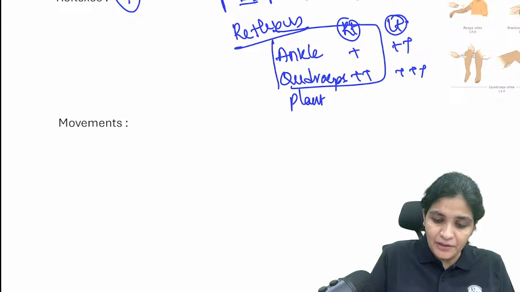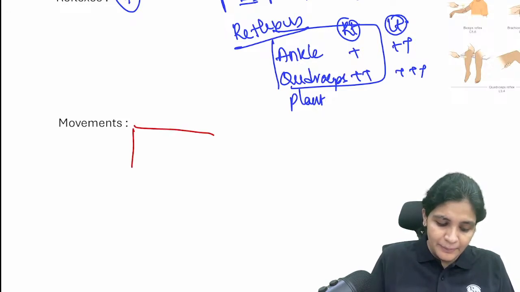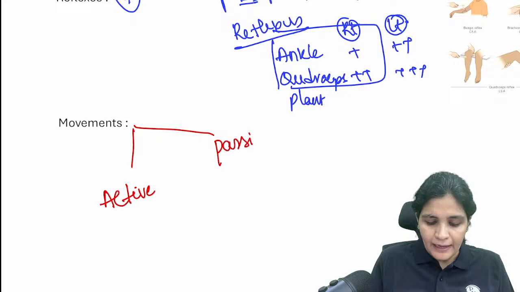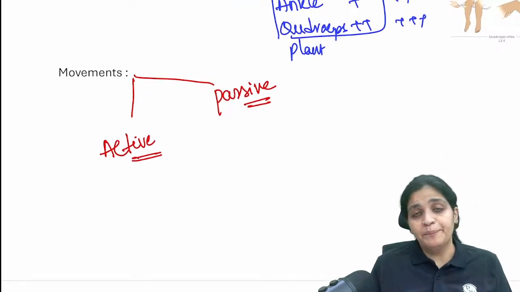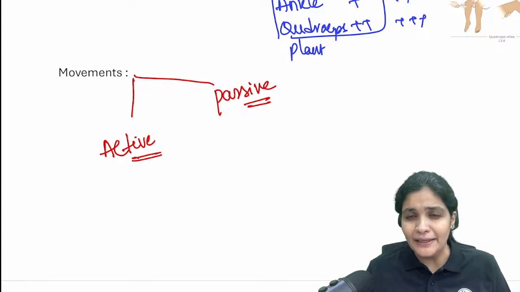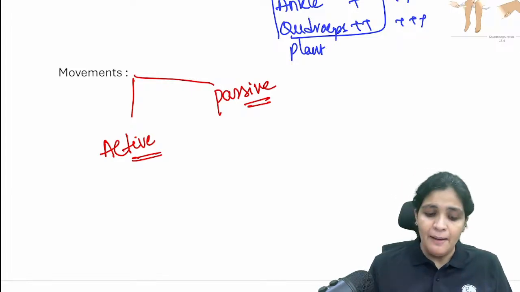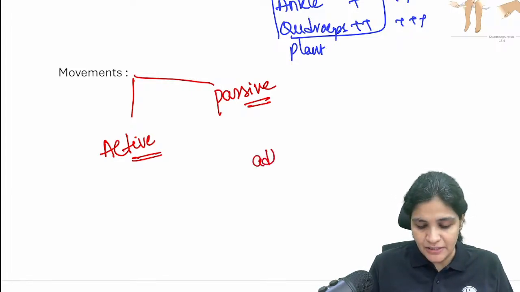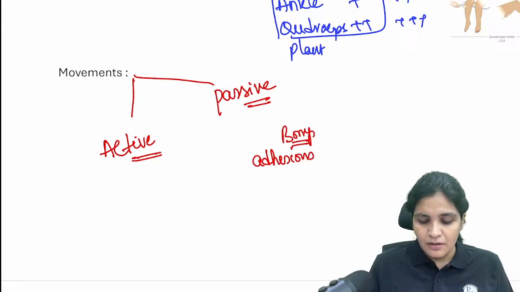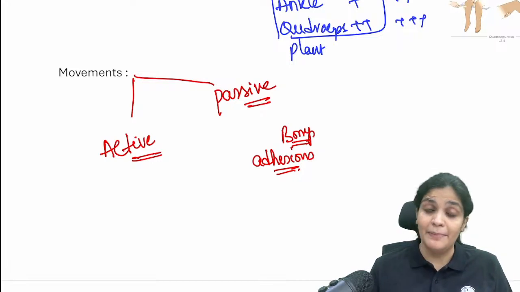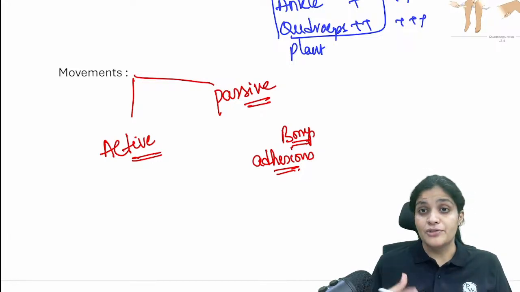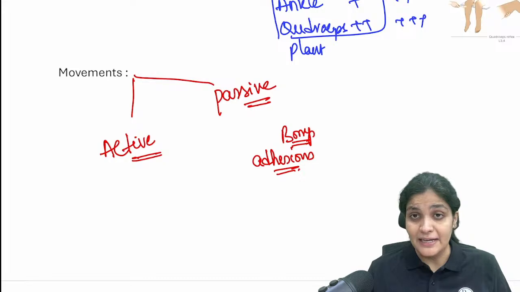Movements are very, very important. There are two types, active and passive. Usually active and passive movements will be the same if there is no problem. But sometimes, because of adhesions, bony adhesions, both can be decreased. Sometimes active will be less and passive will be more, because of the relaxation of the muscles around it, right?